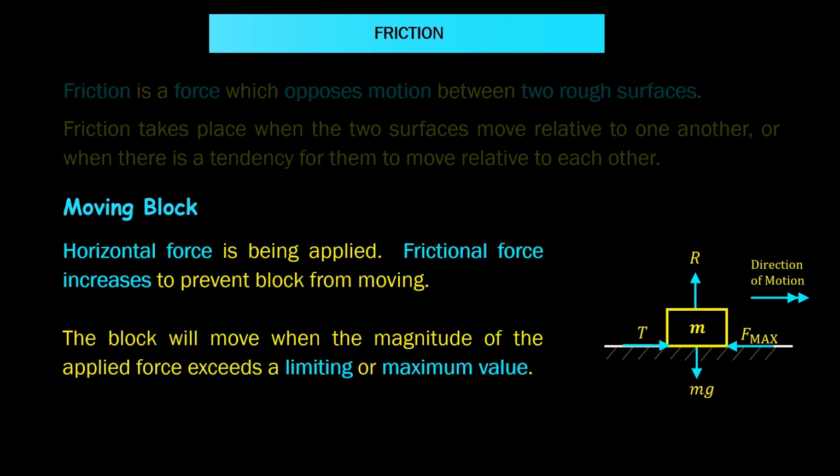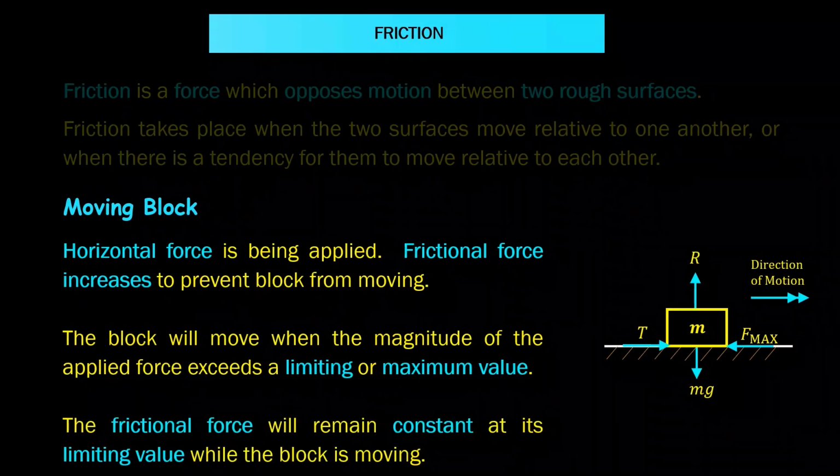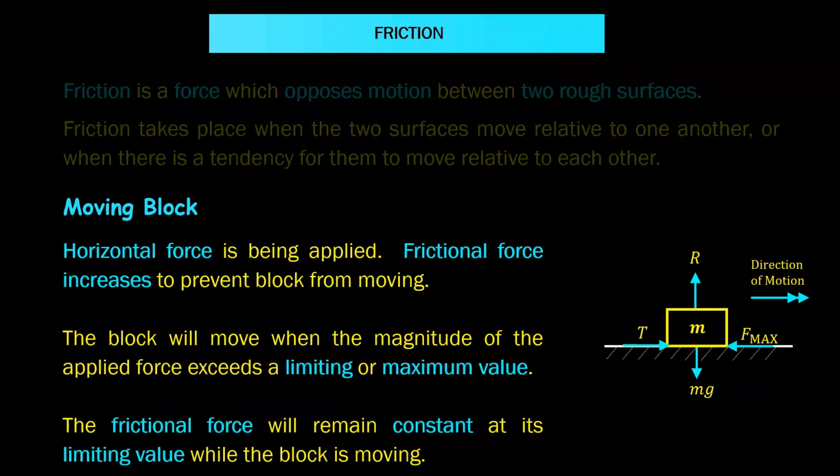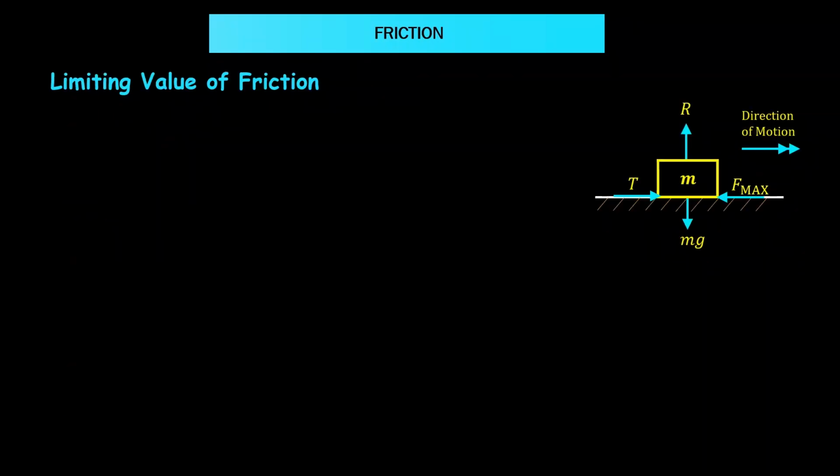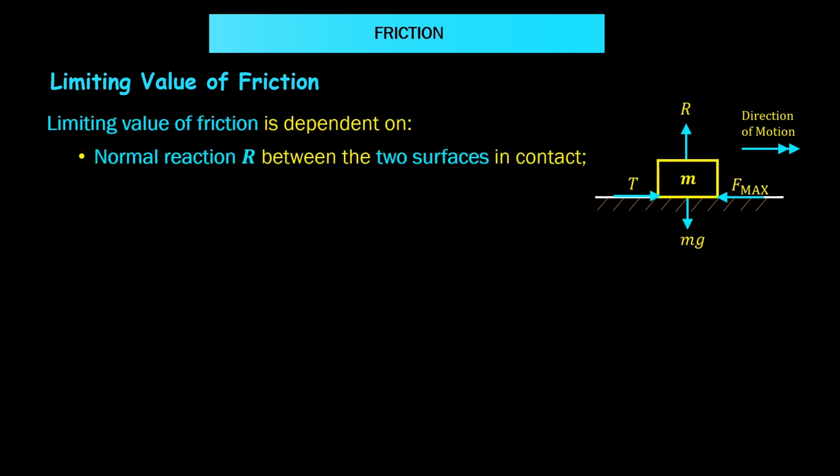So the block will move when the magnitude of the applied force exceeds a limiting or maximum value, F max. The frictional force will remain constant at its limiting value while the block is moving. Let's now take a look at this limiting value of friction. This value is dependent on the normal reaction R between the two surfaces in contact, and the roughness of the two surfaces which are in contact.